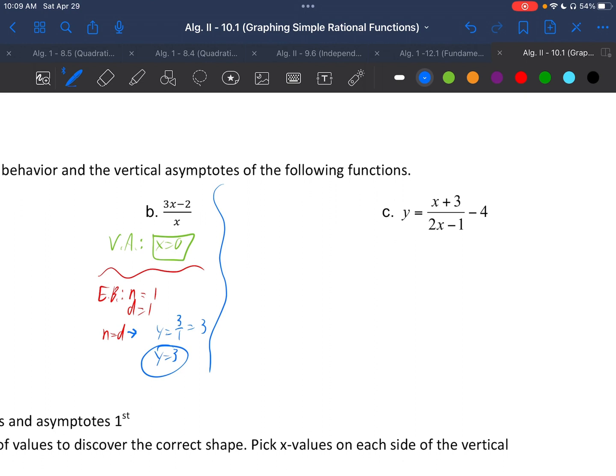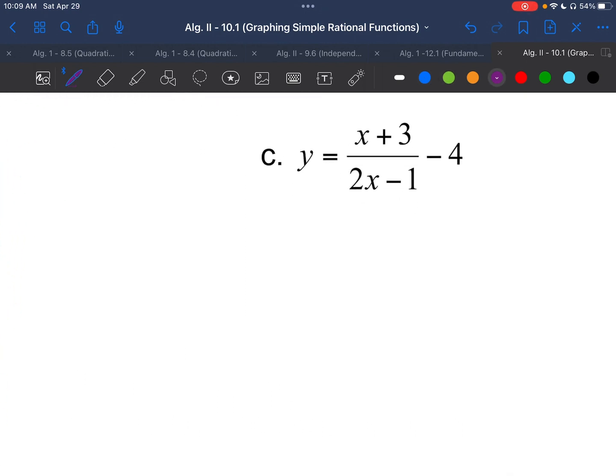This last one, I want you to attempt it on your own. All right, so in order to find the vertical asymptote, we once again set the denominator equal to 0, so 2x minus 1 equals 0. To solve, we would add 1 and divide by 2, giving us x equal to 1/2. And that is not affected by any translations.